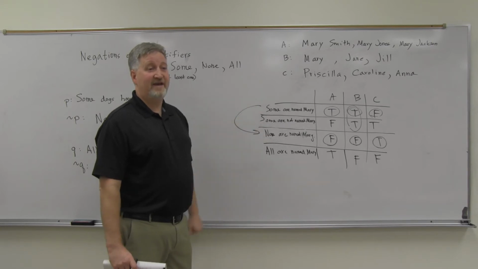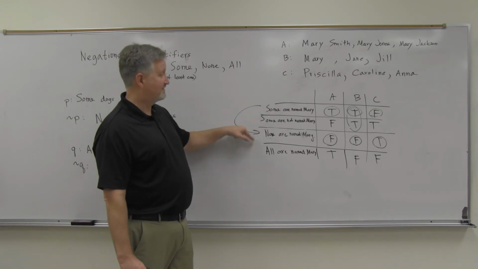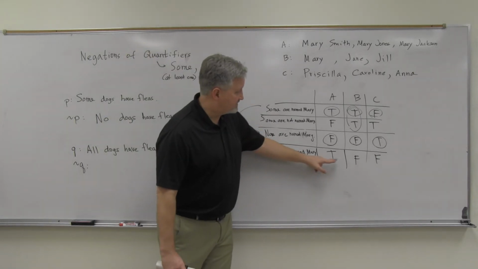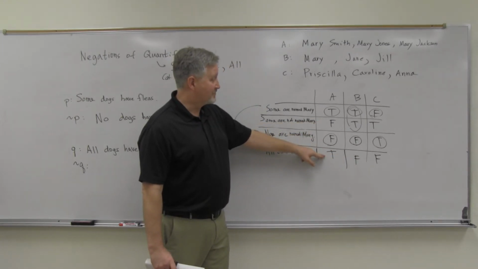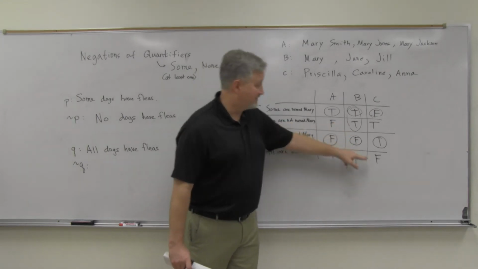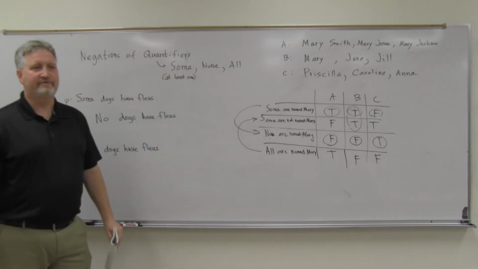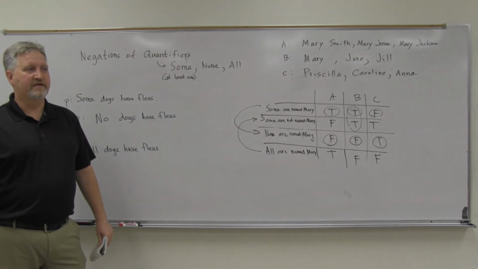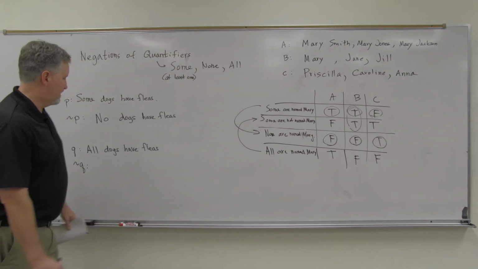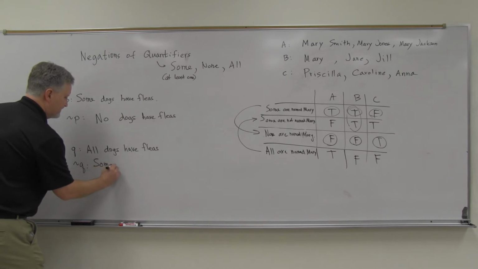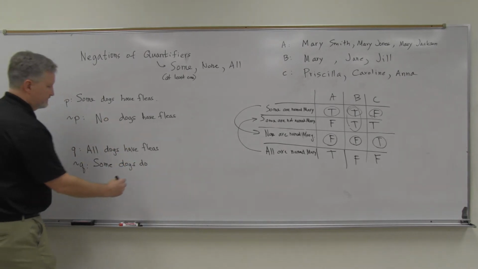However, up here we do have a negation. Do you see the negation of this on this list? Look at line 2 here. This one's true, this one's false. This one's false, this one's true. This one's false, this one's true. Aha! There's a negation for all: some are not. The negation of some is none, the negation of all is some are not. So all dogs have fleas, some dogs do not have fleas. And you have to change the verbiage.